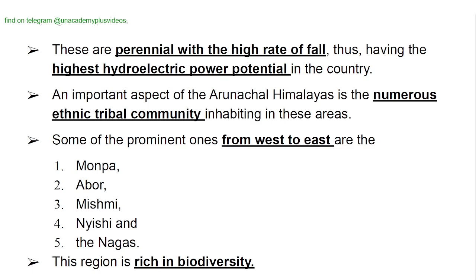An important aspect of the Arunachal Himalayas is the numerous ethnic tribal communities inhabiting these areas. Some of the most prominent ones from west to east are Monpa, Abor, Mishmi, Nishi and the Nagas. This region is rich in biodiversity.